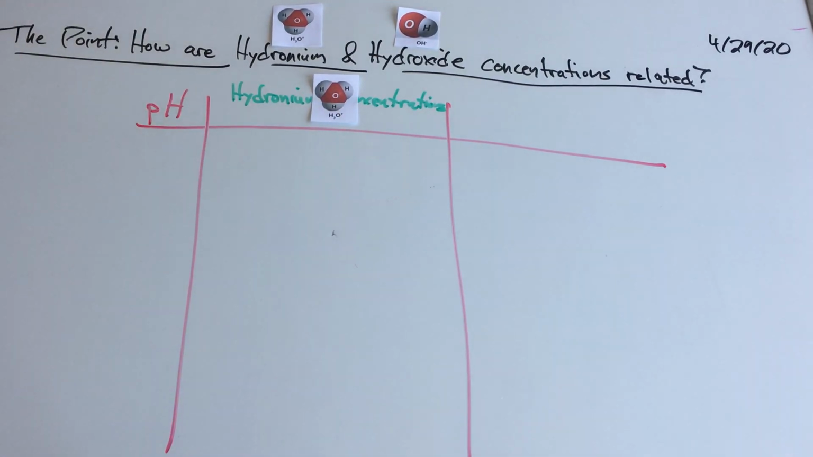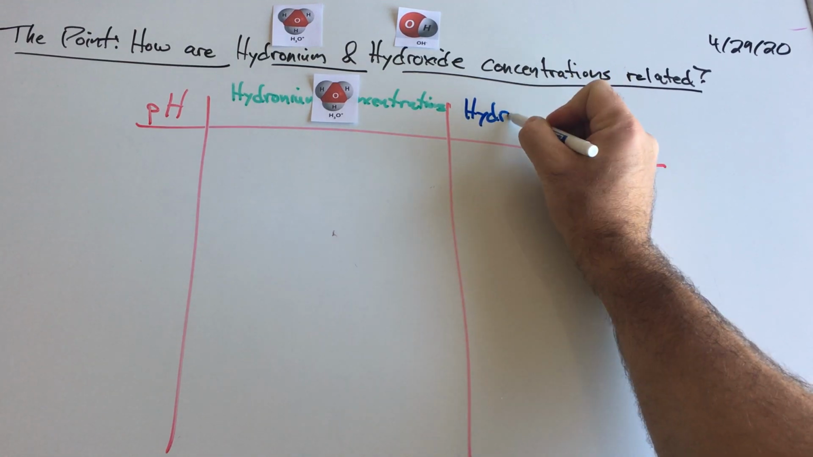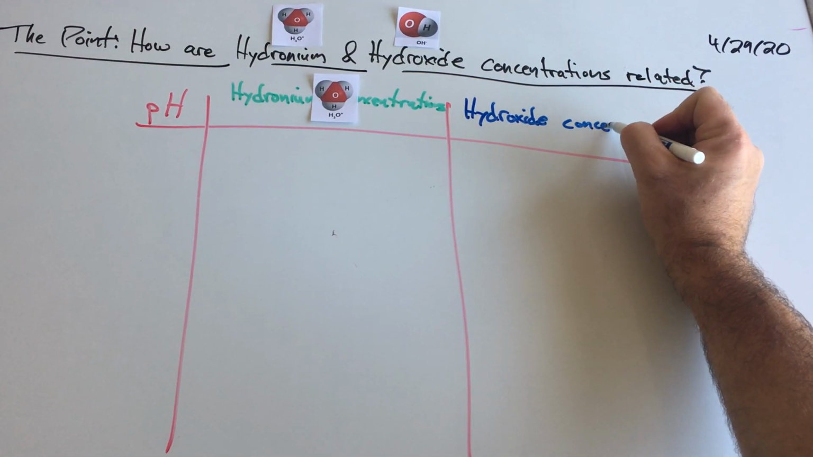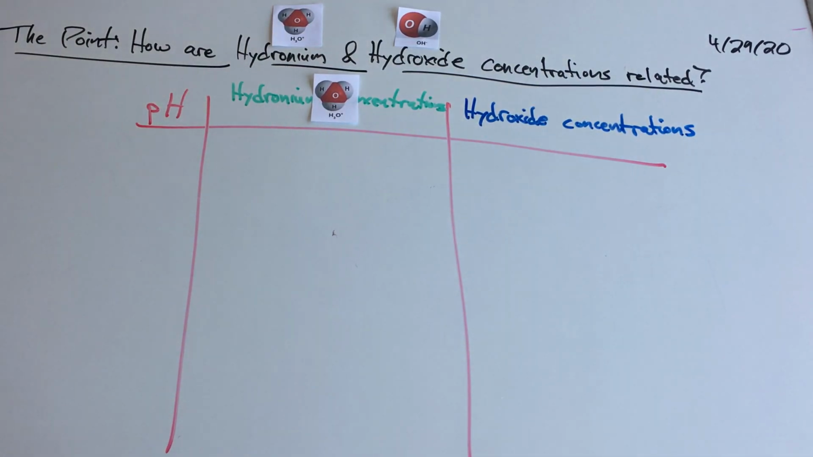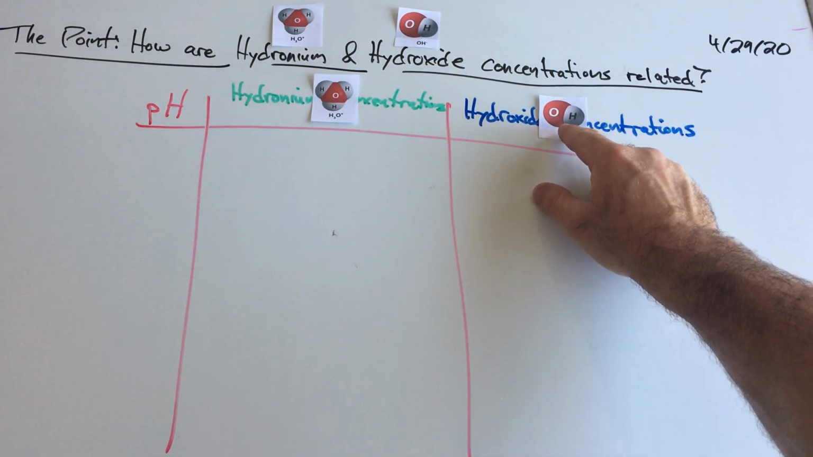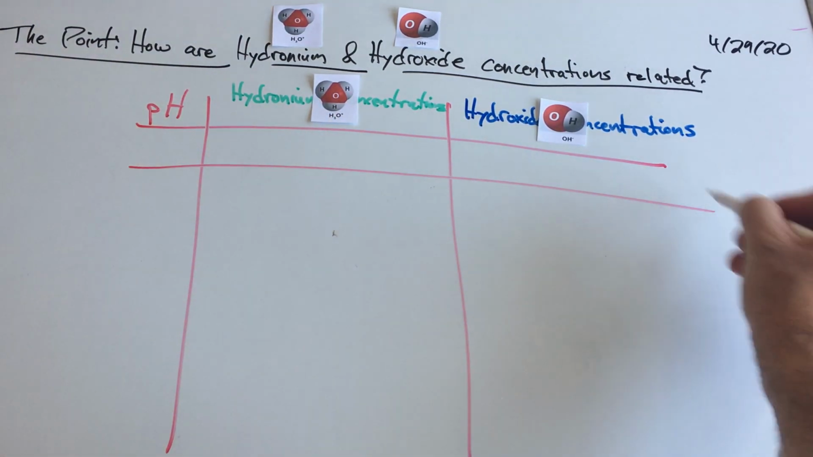And then we have over here hydroxide concentrations. And again, hydroxide means I've stolen a hydrogen from water. Yay, look at me. And I got away with it too, because there are no meddling kids. So this is what we are going to look at.